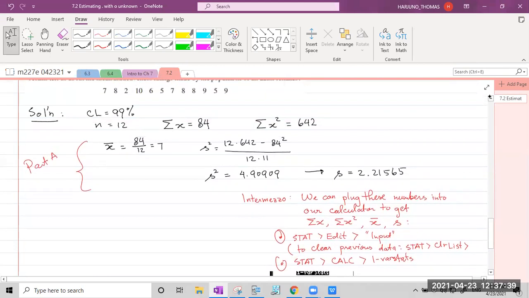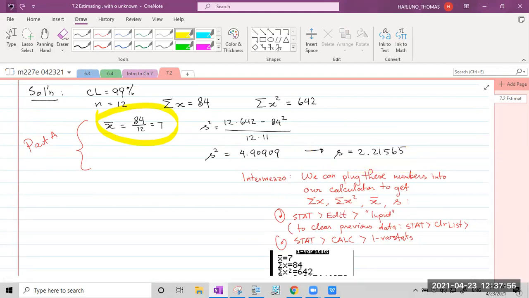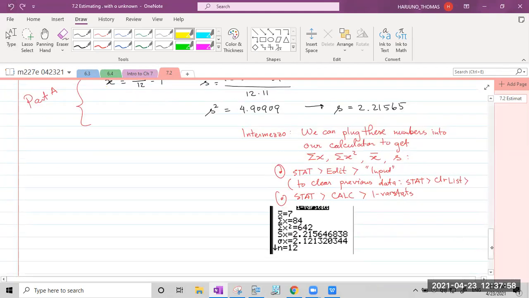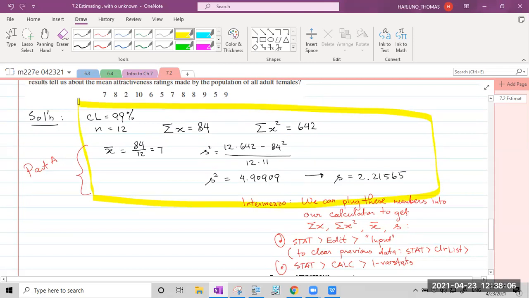Now, if in my test I say use calculator to find the sample mean and sample standard deviation, if I specifically say use calculator, then it means you just give me these numbers right away. Now, if I don't say use calculator, or sometimes I even specifically say show your work, then you need to show me this.